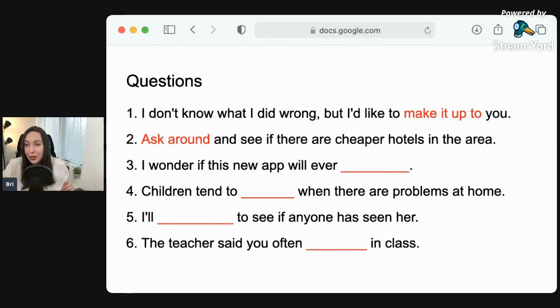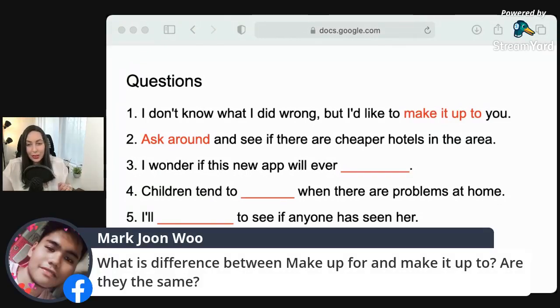Okay, I saw a good question about make it up to. What is the difference between make up for and make it up to? Are they the same? So they're very similar. It's very similar just to make up. To make up means to forgive each other after fighting.